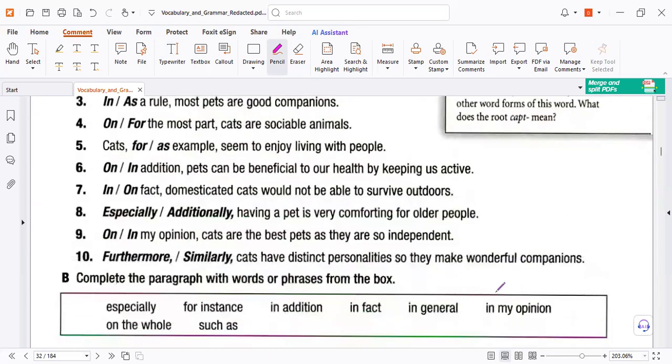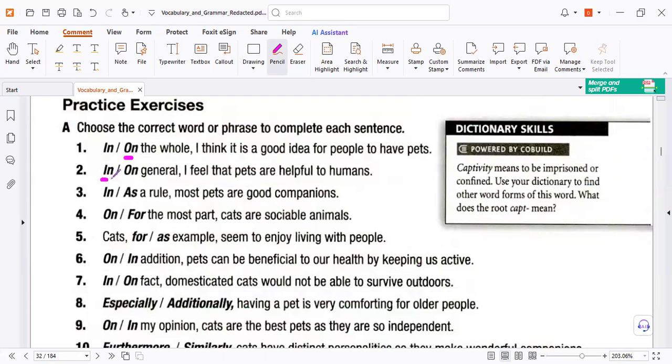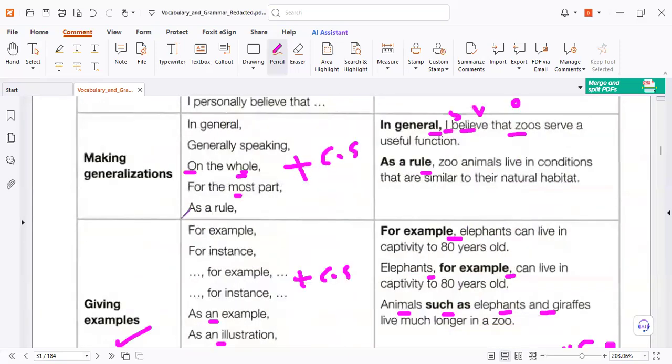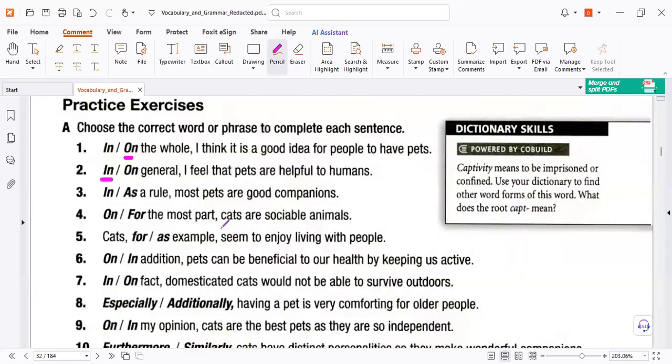Number 2. In. So it's imperfect. 2, 3. In. So in or as a rule. As. Here as a rule expression, correct? So after revising at home, answer them all.